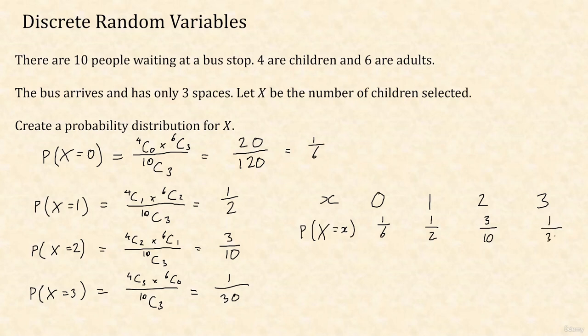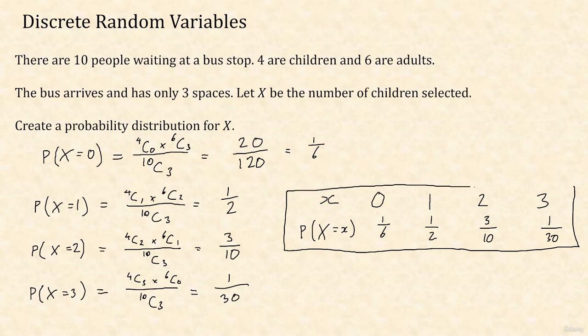Now, of course, we could have worked out that last one by just doing 1 minus all of these. I think it's not a bad idea to work them all out separately, and then you can just check that they do in fact add up to 1. It's a good way to check and see if you've made any errors. So I've just done that. I've just checked, and yes, these do all add up to 1. So there's our discrete random variable for this problem.